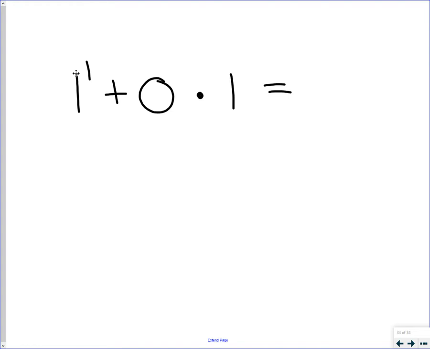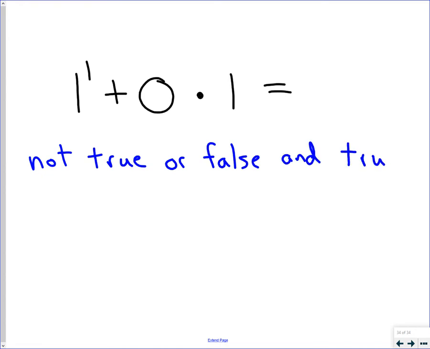Let's write it down. This says not 1. And actually, let's take the word 1 out of it. And let's translate it to the two-state system. And use not true or false and true. That's essentially what it means. Not true or false and true.